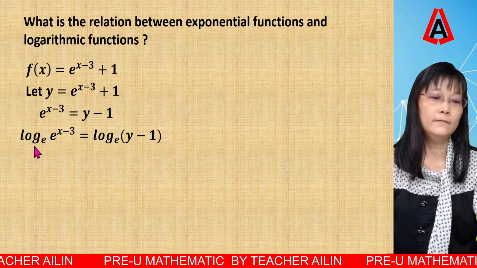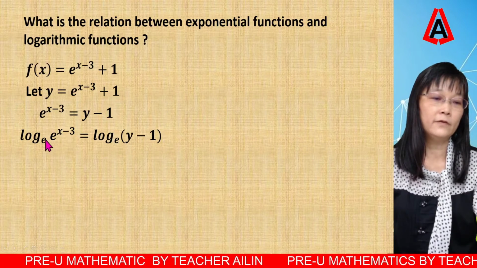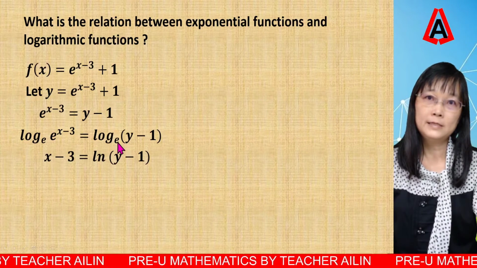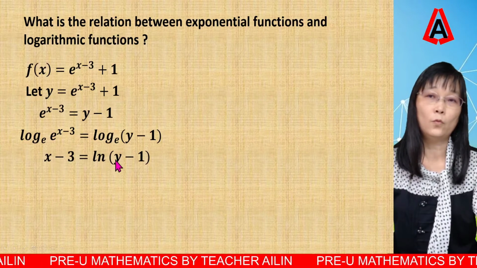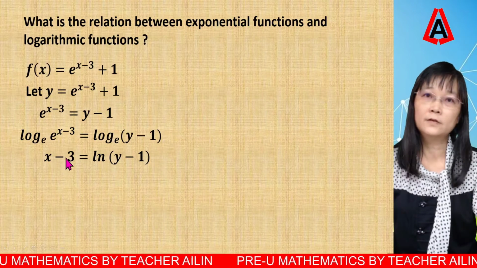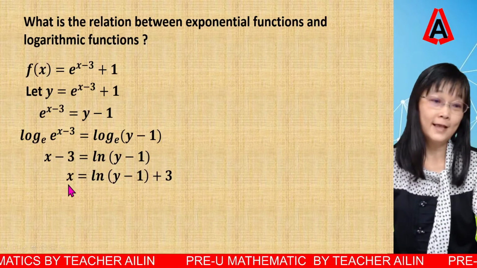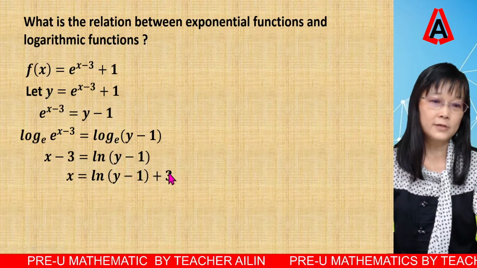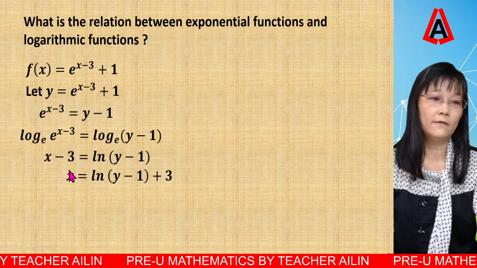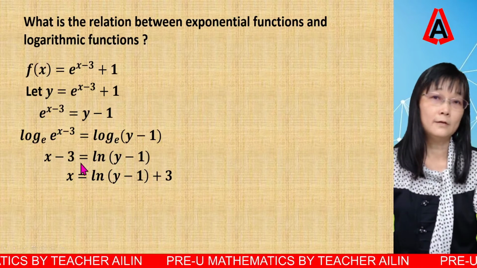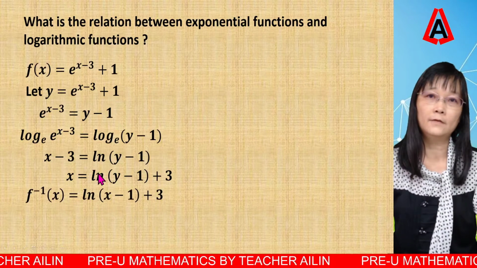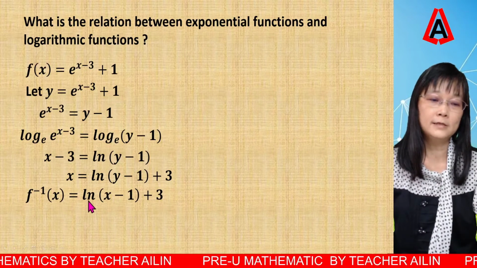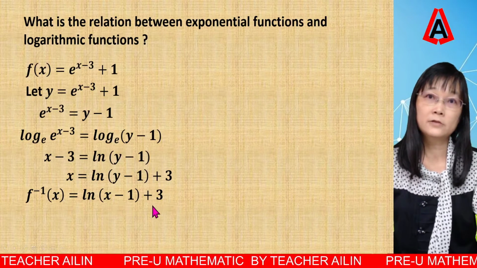So, the logarithm of e power x minus 3 with base e, then I'll get x minus 3. Logarithm with base e is equal to ln of y minus 1. So, when I shift the 3 to the right hand side, now I get x as the subject, where x is ln of y minus 1, plus 3. So this is the inverse function of f of x. When I write this inverse function in function notation, the inverse function of f of x is equal to ln of x minus 1, plus 3.